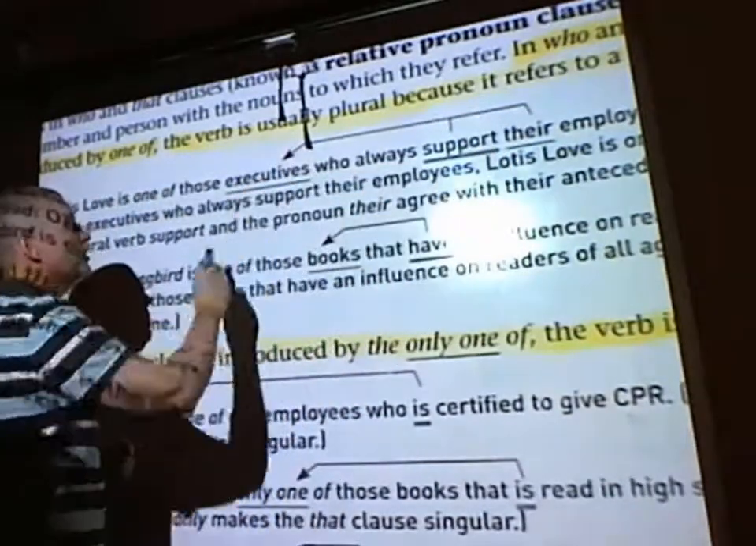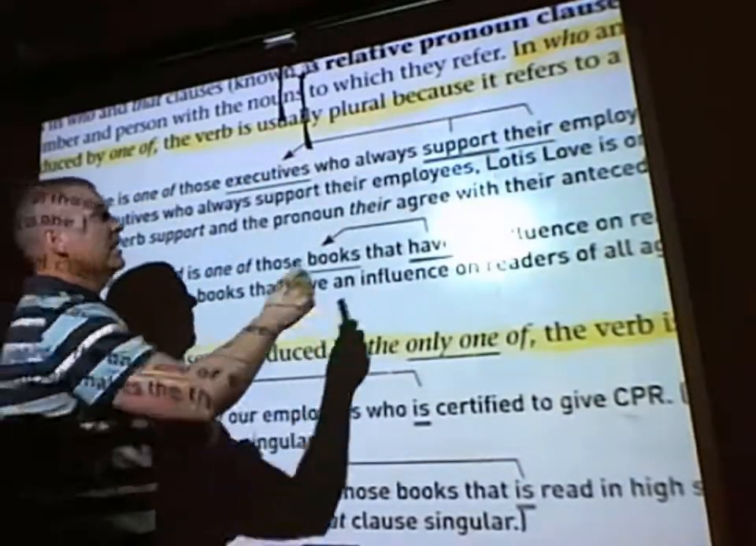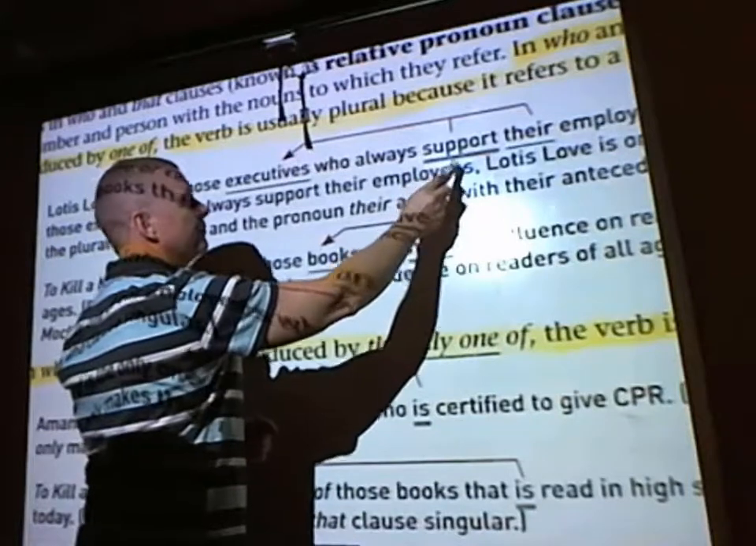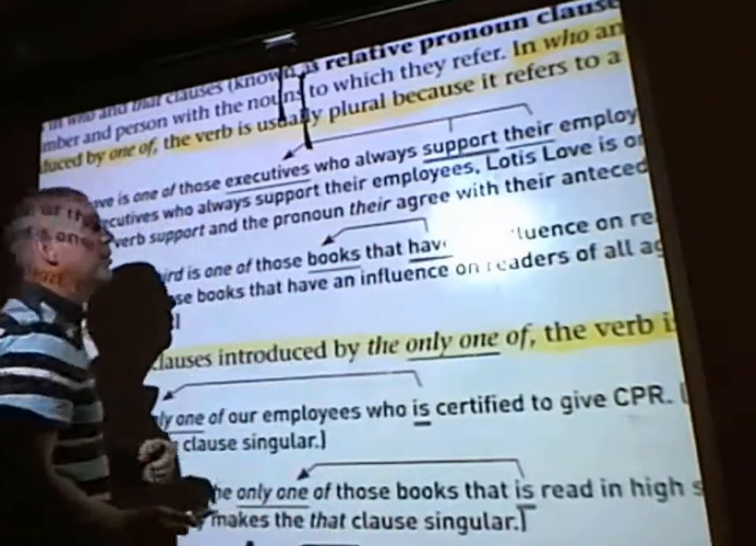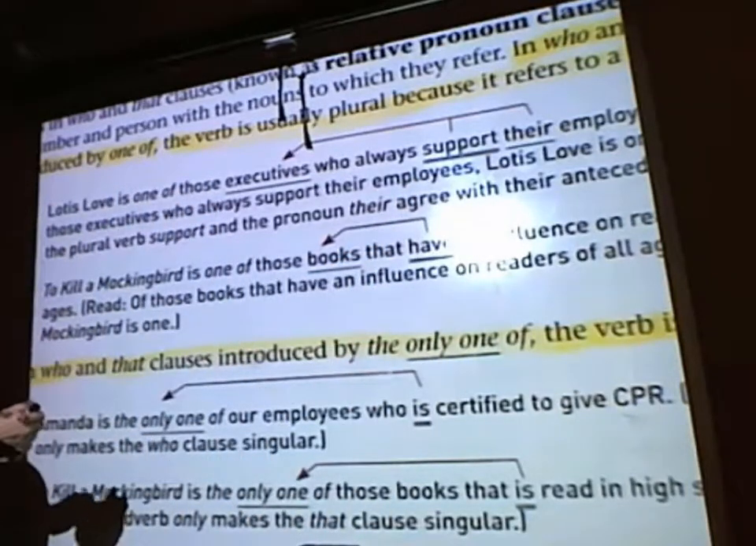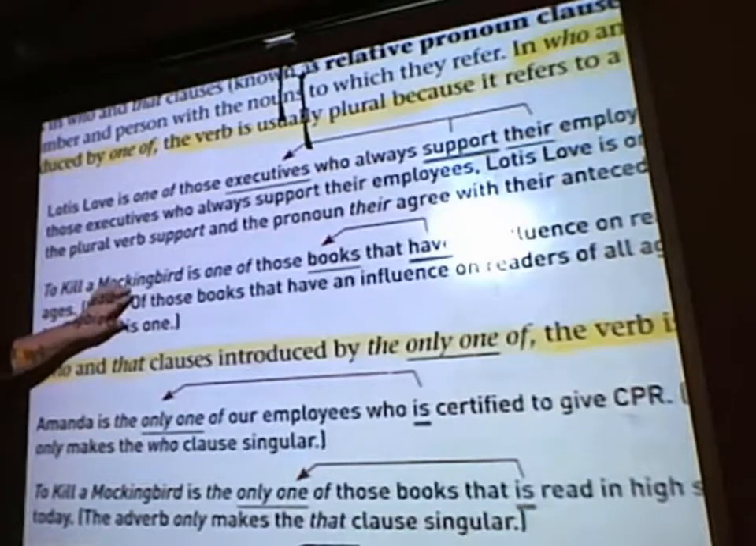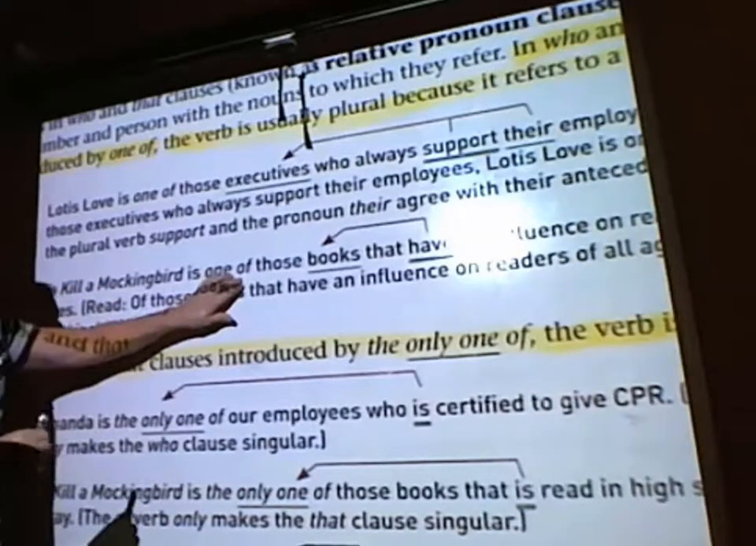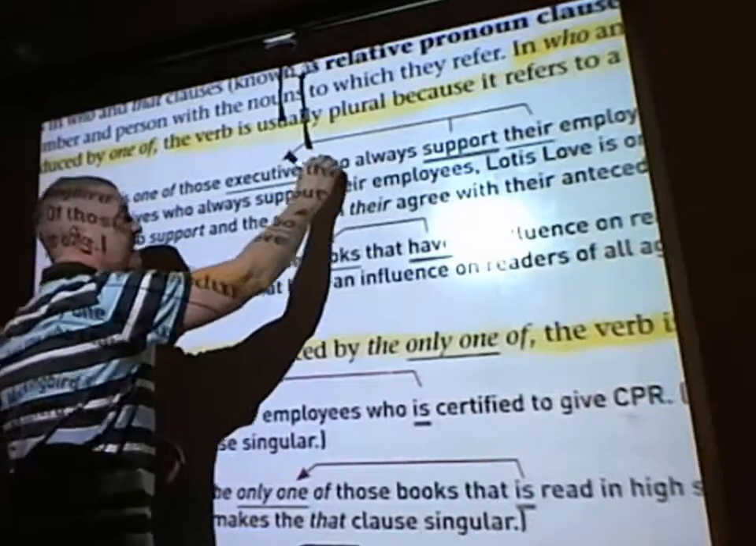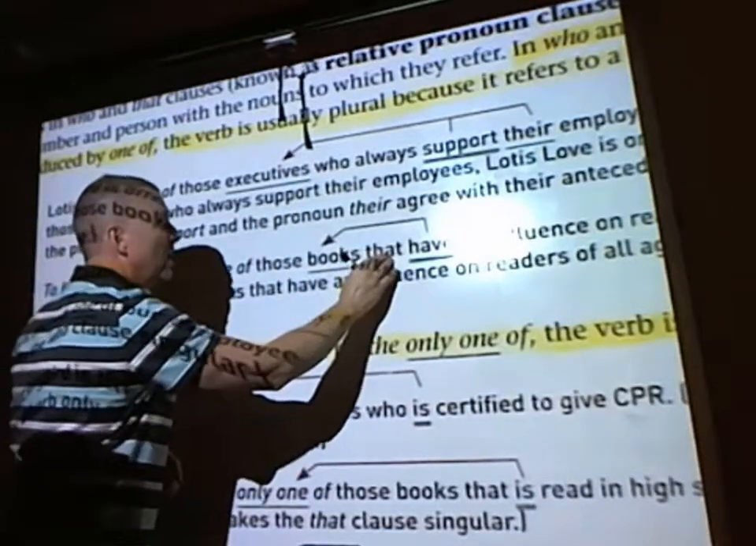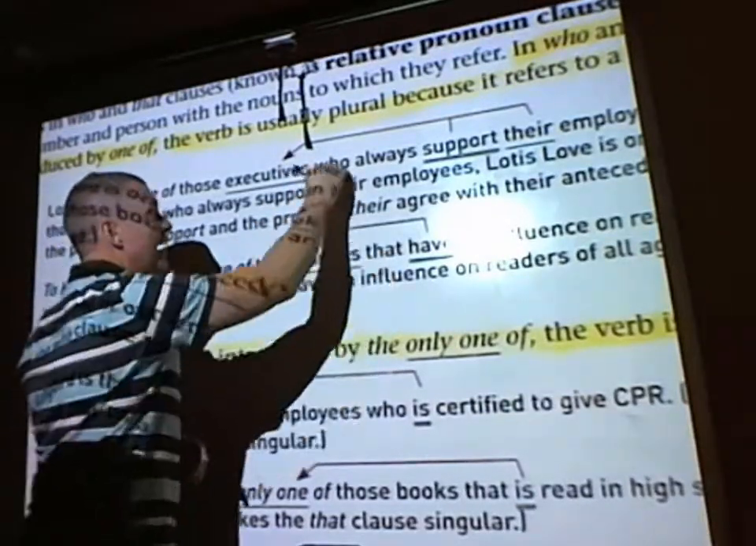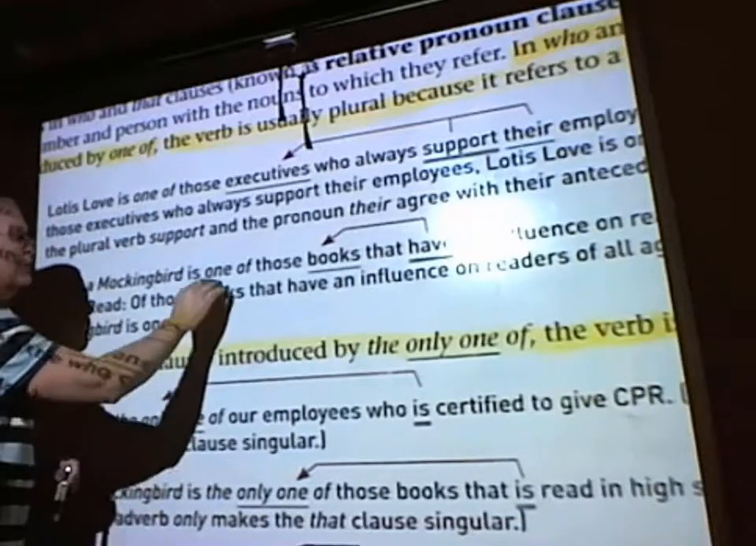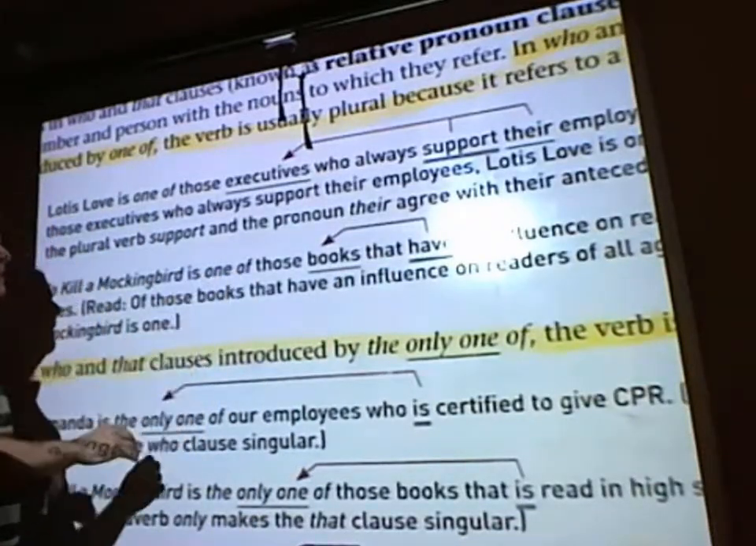To Kill a Mockingbird is one of those books that. So this one has a who clause, this one's a that clause. Anytime you have a who or that clause, and it's introduced with the words one of, that makes the verb associated with the that clause plural to support the subject of that clause, which is plural.